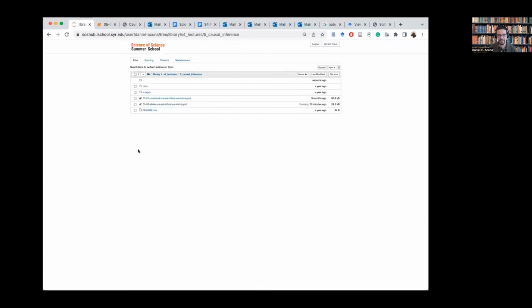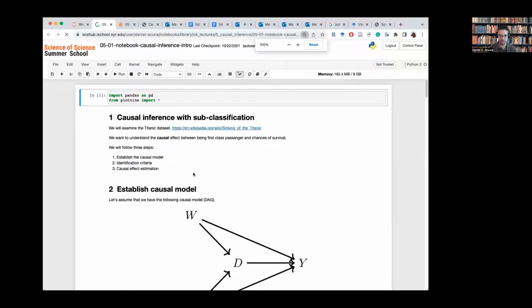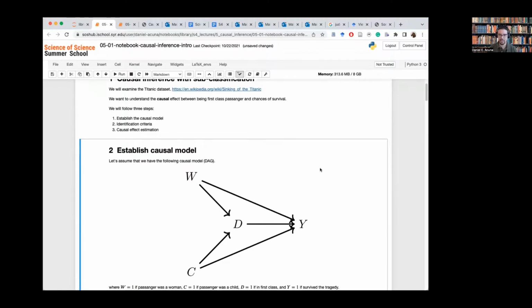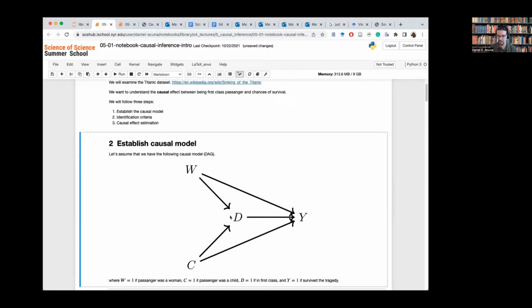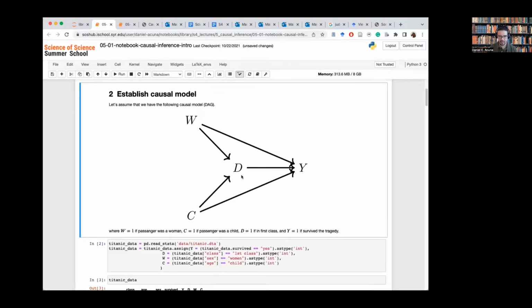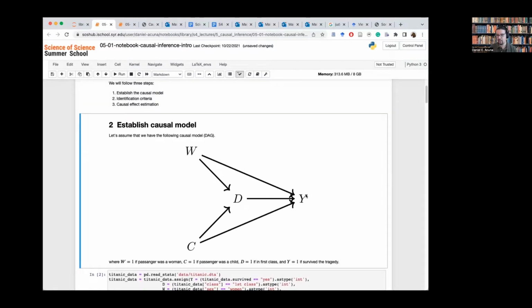All right, so I have a little demo that is kind of silly, but I think it's interesting to see just how the math works and how you can run things with code. So I assume most of you are familiar with the Titanic tragedy, and I'm interested in understanding the effect of being in first class versus not being in first class on your probability of survival, whether you survive or not.